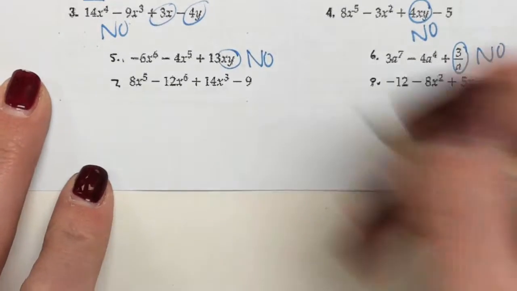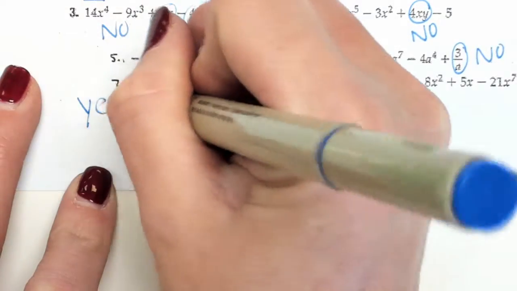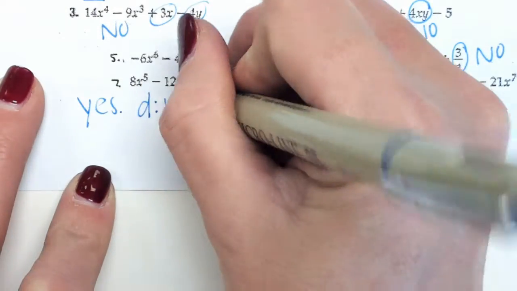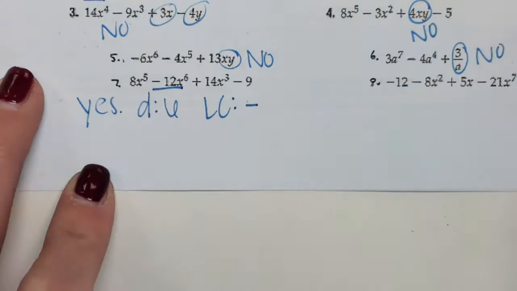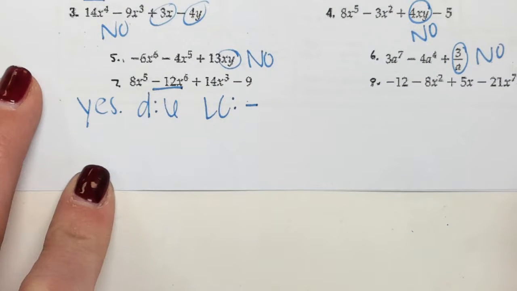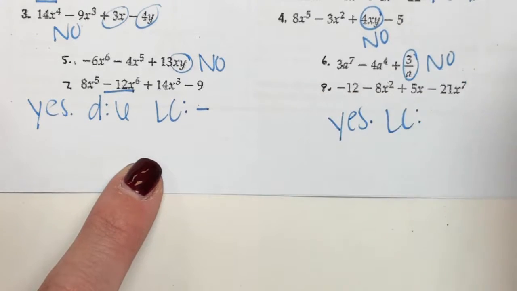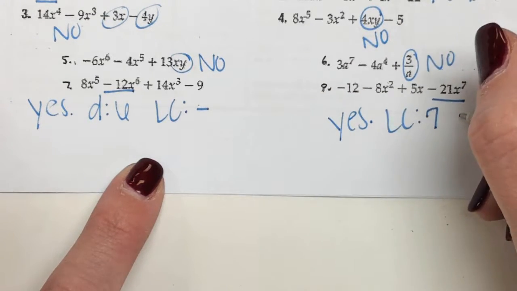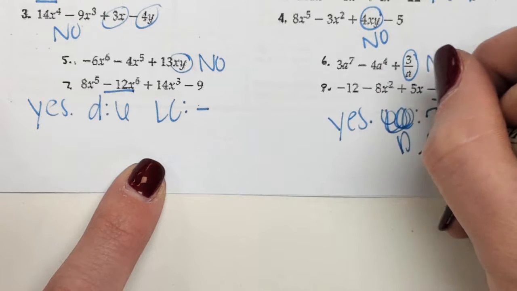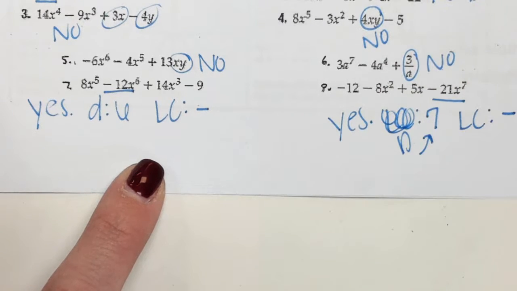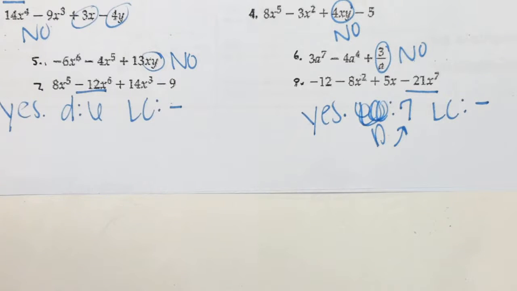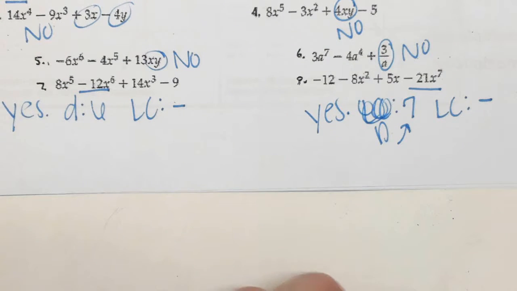Number 7, yes. Degree is 6. Leading coefficient is negative, right there. Number 9 is yes. Leading coefficient is 7. Degree is 7. Leading coefficient is negative. So everybody, hopefully, y'all have a good idea of finding the degree and leading coefficient for polynomials. If you have questions, write them down so I can address them tomorrow. Alright, flip it over.